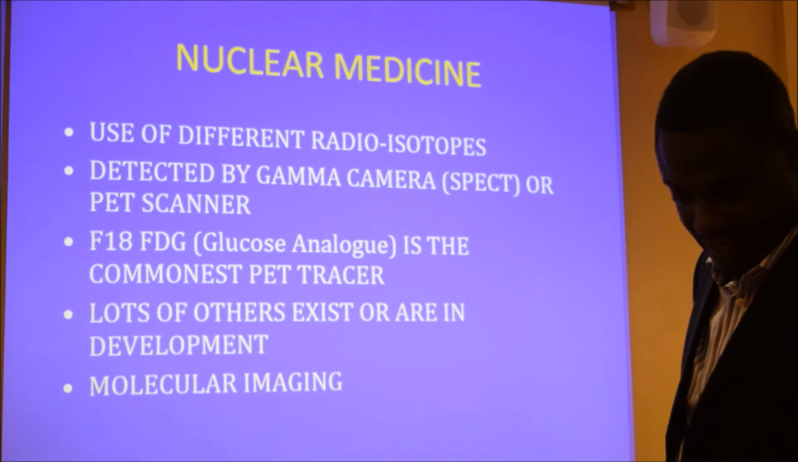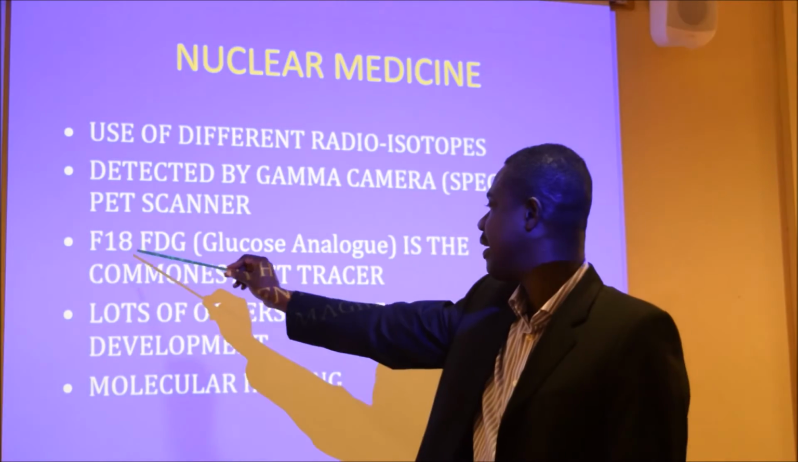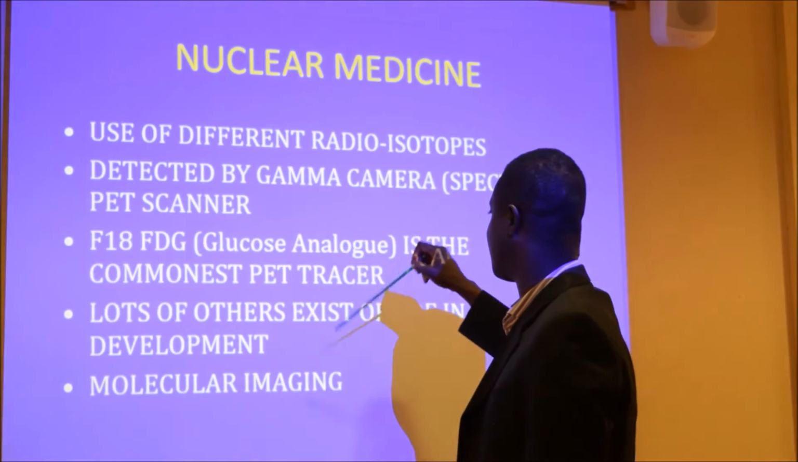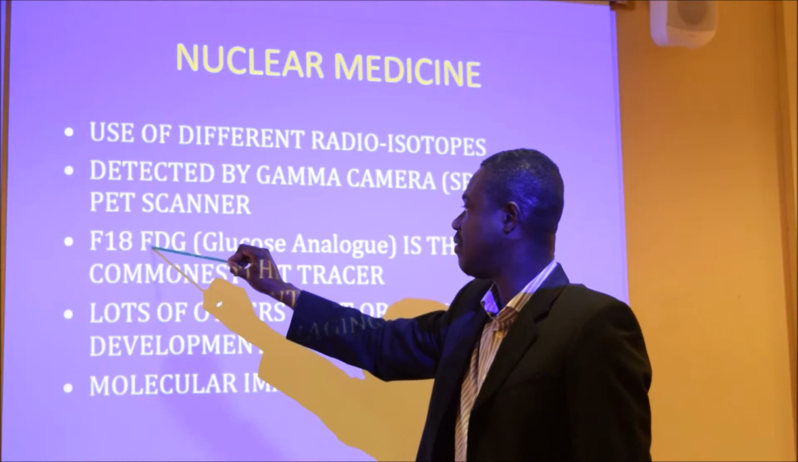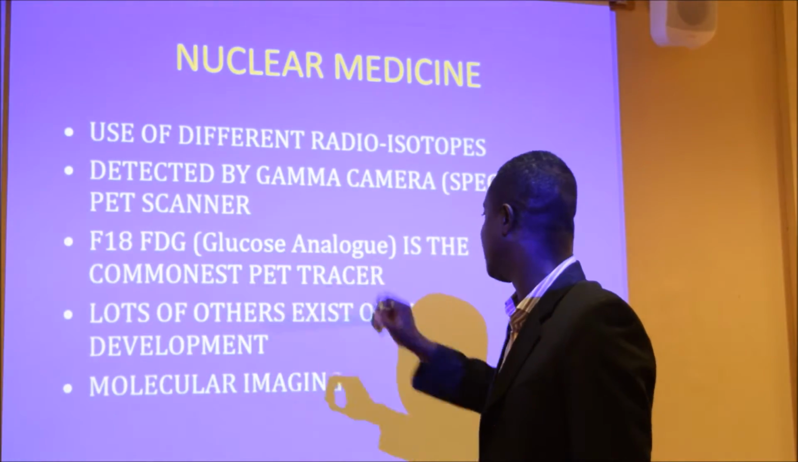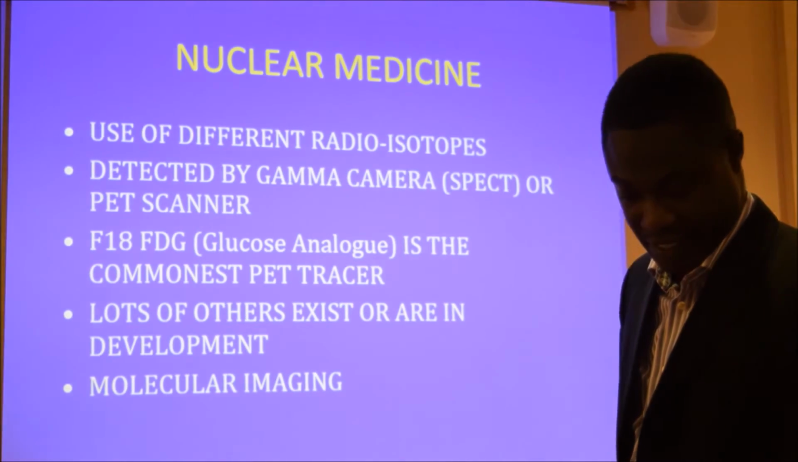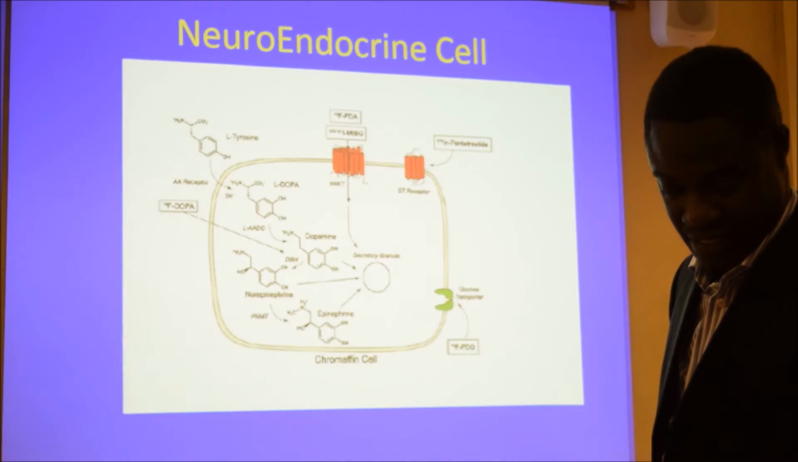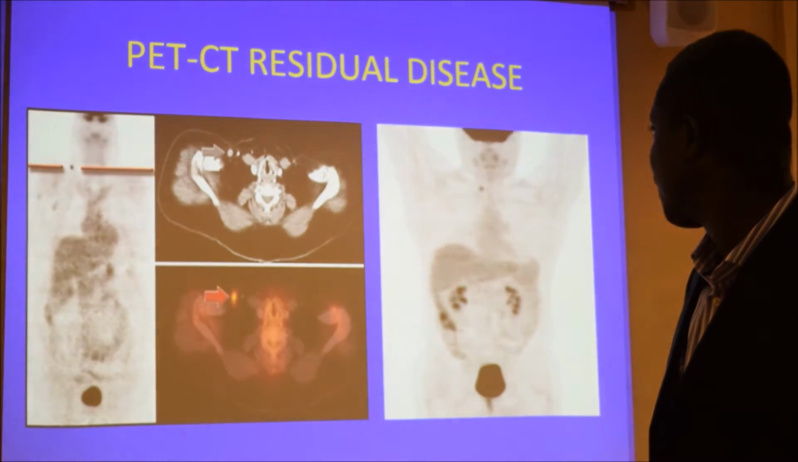So with PET, we use different isotopes. With PET, we use F18 FDG, which is a glucose analog. So the F18 is actually the active part of the isotope, and the FDG is the glucose analog. And then there are lots of other different isotopes used for different procedures. Okay, we'll just skip that.